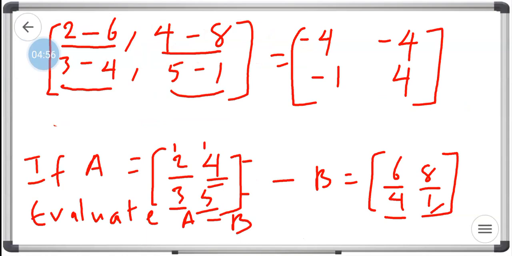So you can see that after the evaluation, we still got a 2 by 2 matrix, because we are given the question in the form of a 2 by 2 matrix, so our result as well should be a 2 by 2 matrix.